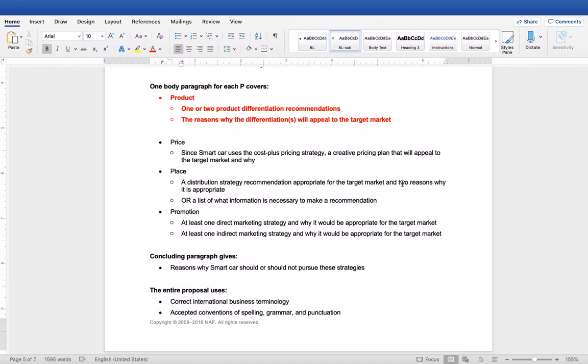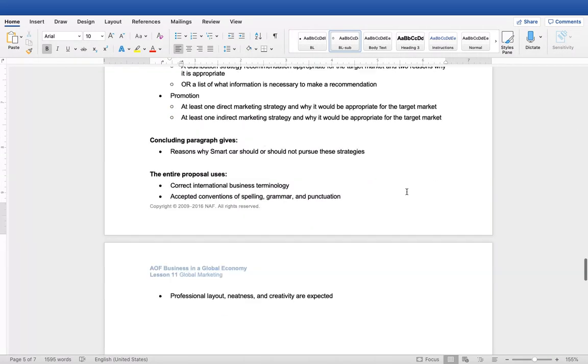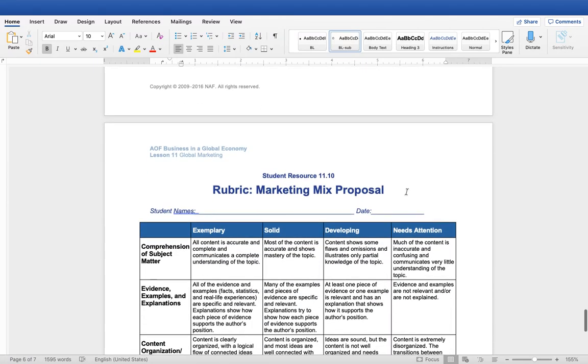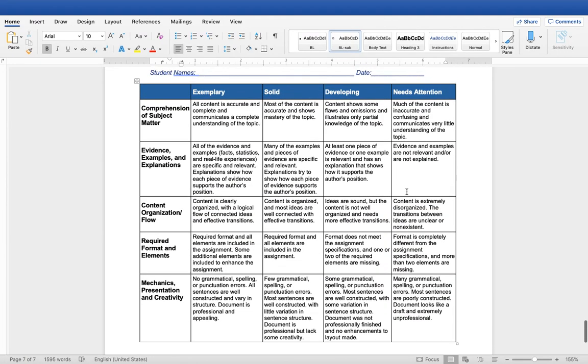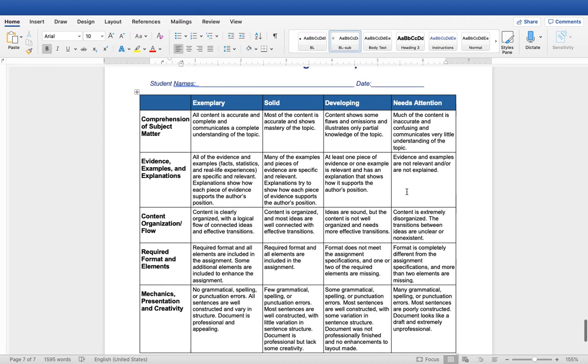Okay, that is it. Oh, last page, I forgot to show it to you, is the rubric for you to know how I'm going to grade your marketing mix proposal.